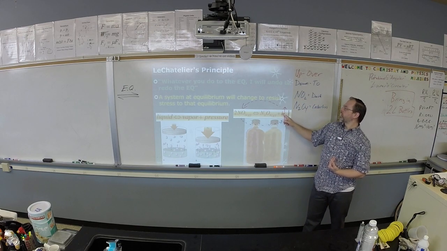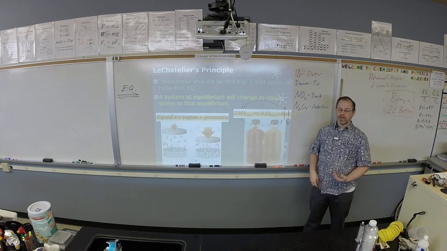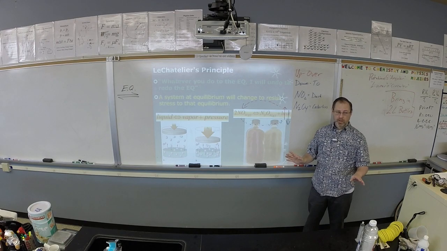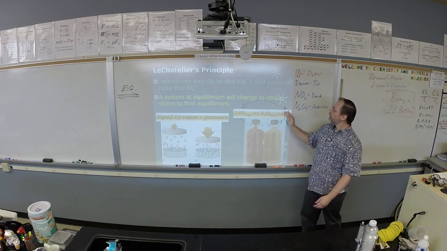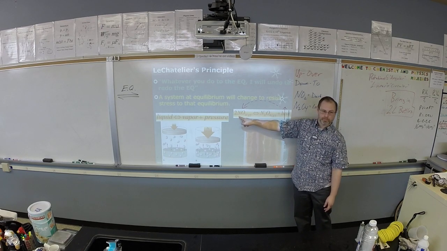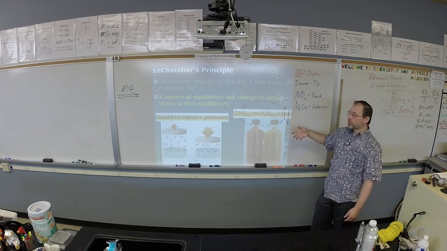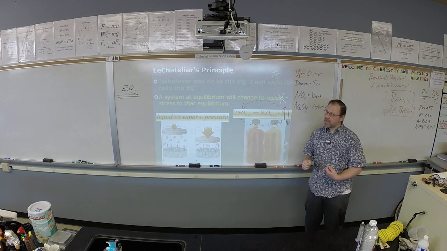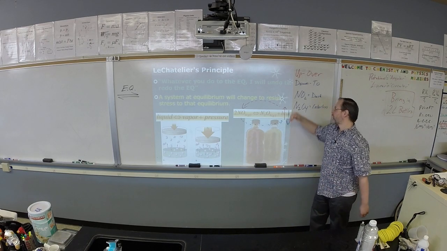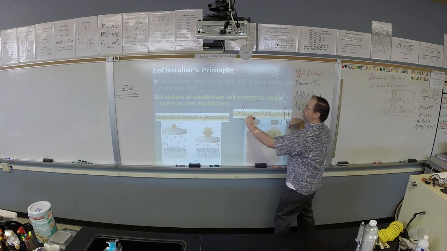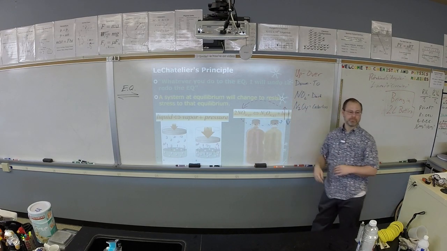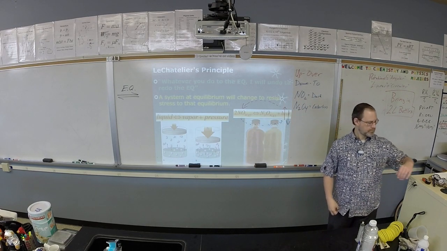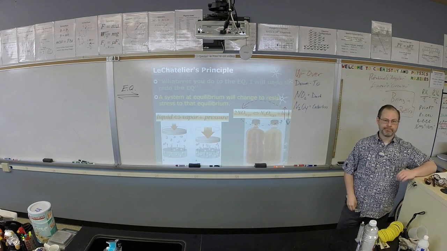The stress was too much heat. Equilibrium said, okay, there's too much heat in here. I'm going to have to change the equilibrium to take the heat away. And to take the heat away, it made more NO2. When in the cold water, there's like, whoa, there's not enough heat. I better make some more heat. So the heat was too little, equilibrium shifted to make more heat. Up and over, down and 2.